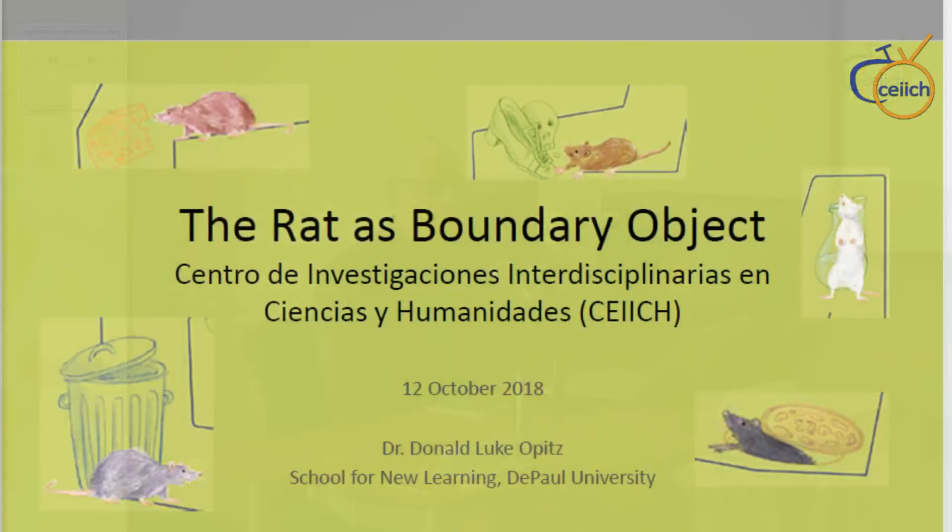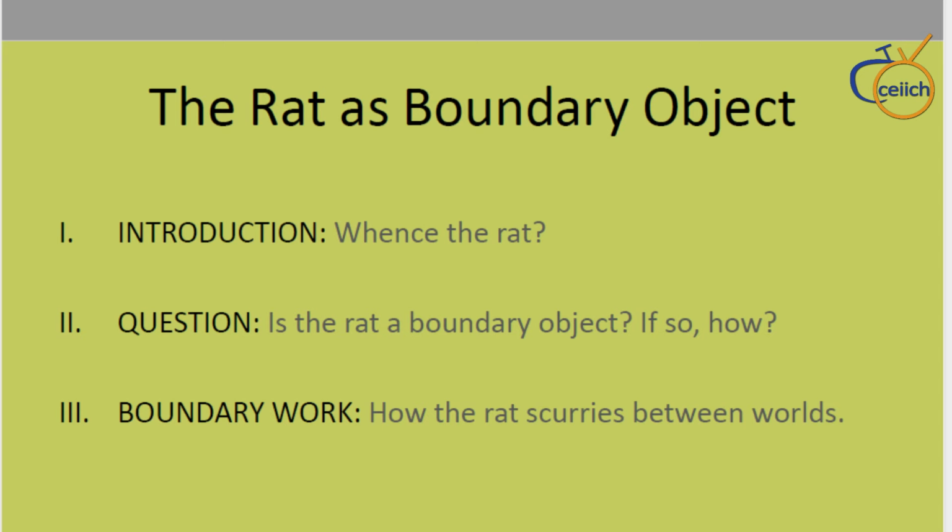This talk is really going to proceed in three sections. First, I want to explain how I became interested in rats as a subject of research. And then I'll raise the question, is the rat a boundary object? And I'll explain what I mean by boundary object as we move forward. And finally, I'll talk about the work that rats can do as a boundary object. So in other words, boundary work.